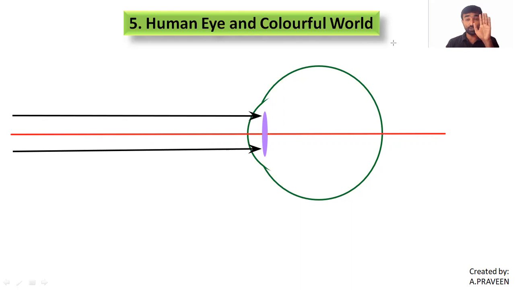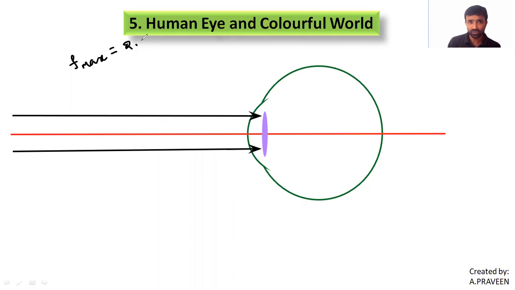I'm assuming the defect where the person is unable to see very far and very near. If very far is not visible, where will the image be formed by the eye lens? On the retina, beyond the retina, or before the retina? Compulsory answer. Anybody? Before the retina. Why before the retina? Unable to see far objects. Okay, why am I expecting that before the retina?